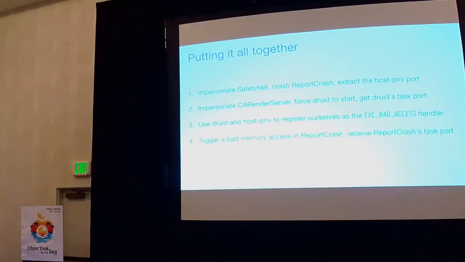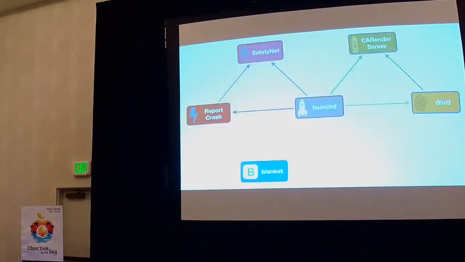Then we trigger a bad memory access inside of ReportCrash, causing us to receive ReportCrash's task port a second time. And then finally, we can now use this task port to execute arbitrary code. So graphically, I think it's a lot clearer.